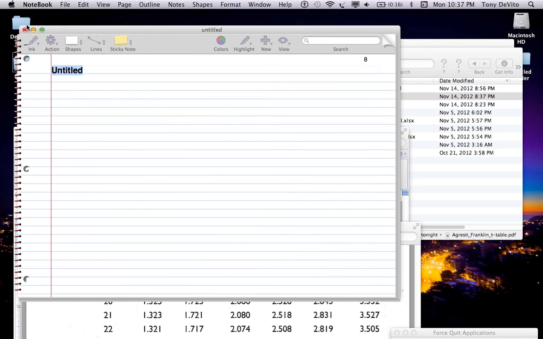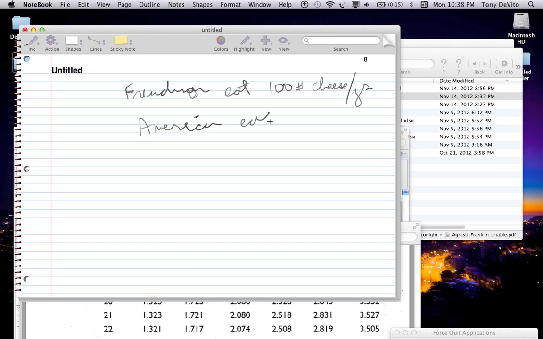Okay, we have a situation where we know that Frenchmen eat 100 pounds of cheese per year. And we think that they eat less. Okay, the average Frenchman eats 100 pounds, mu equals 100 pounds of cheese per year. We think Americans eat less, but we want to prove that they eat less.